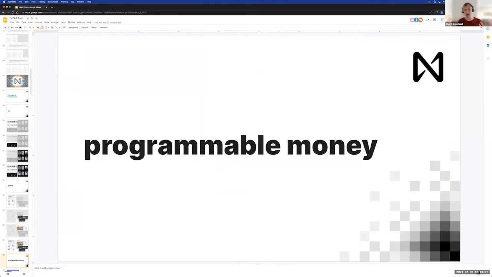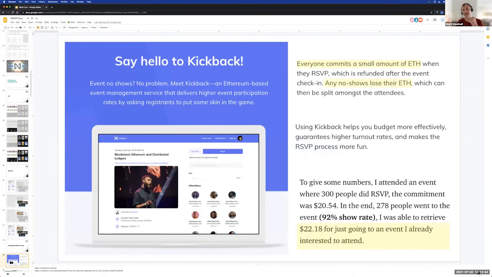And programmable money you have. So here is Kickback, an example built on Ethereum where people register for an event and then everybody pays a deposit. And if you don't show up, you lose your deposit. But who gets it are the people that show up to the event, actually. So that incentivizes attendance. Once you register for an event and you pay your deposit, you're incentivized to go there because other people are going to basically pay you to be there if they can't make it for some reason.